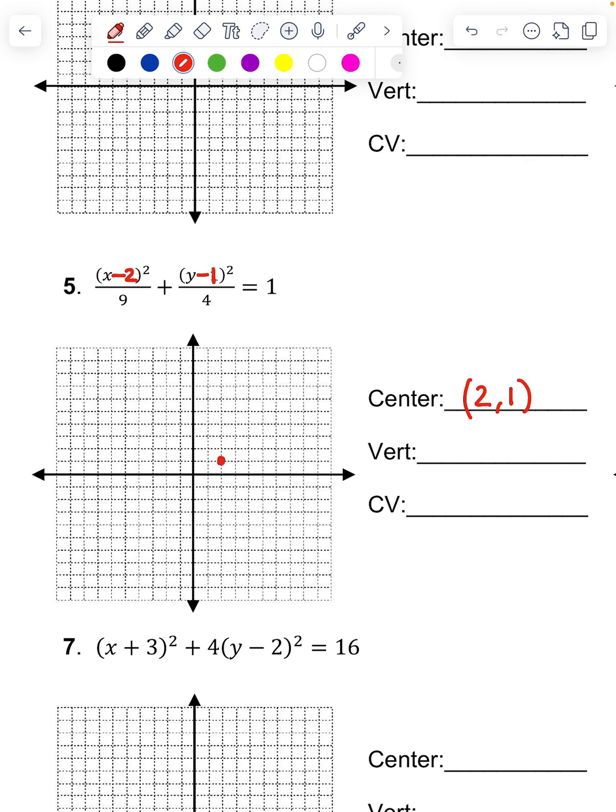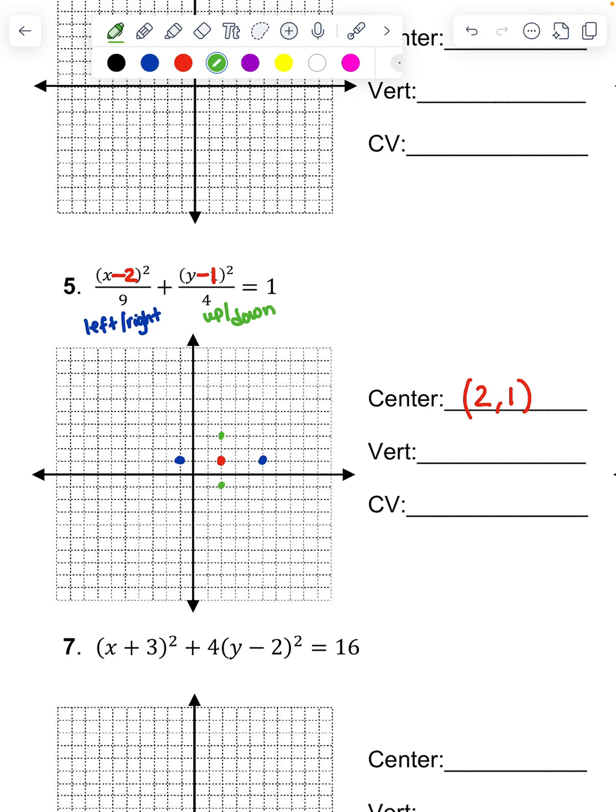Now, I'm going to plot all the points on my graph first. I see that under the x is 9, and x is always left, right. The square root of 9 is 3. So I'm going to go 1, 2, 3 to the right, 1, 2, 3 to the left. The square root of 4 is 2, and under my y is always the up, down. So I'm going to go 2 up, and I'm going to go 2 down.